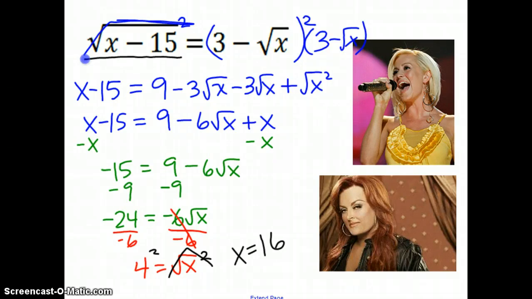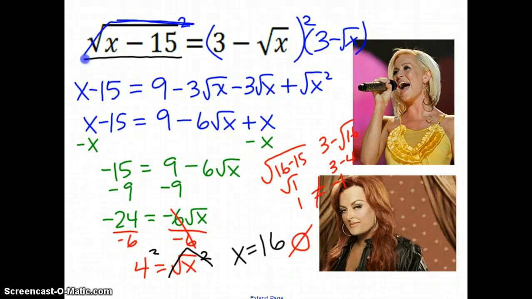Right on. And of course, our final step is to check. Don't forget to check. On this left side, square root of 16 minus 15, square root of 1 or 1. Over here, 3 minus the square root of 16. The square root of 16 is 4. So I have 3 minus 4. That equals negative 1. Those are not equal, which tells you that this answer is actually no solution. I know, all that work and no solution.